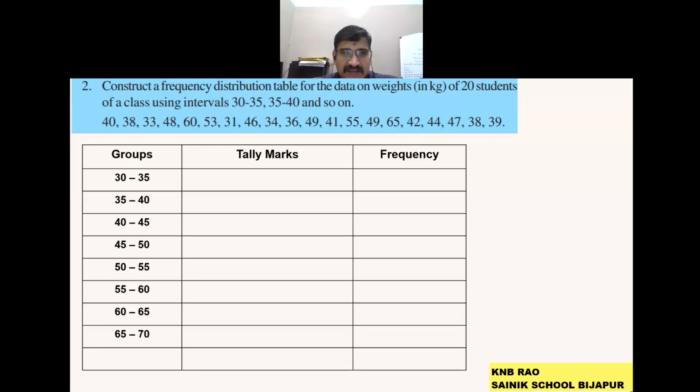Construct a frequency distribution table for the weights of 20 students, taking class intervals such as 30 to 35, 35 to 40, and so on. It means they set the class width as 5 and start from 30. Why do they ask us to start from 30 only, why not from 0? Because the lowest observation is 31, the minimum observation. You learned in class 7 minimum observation and maximum observation.